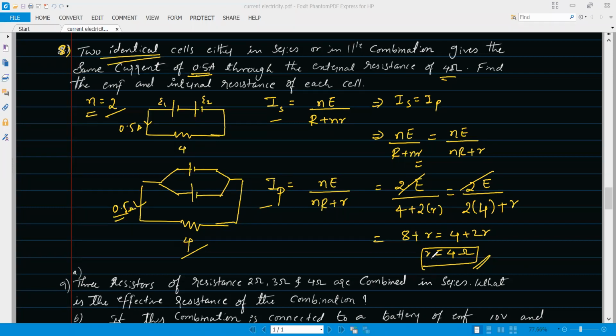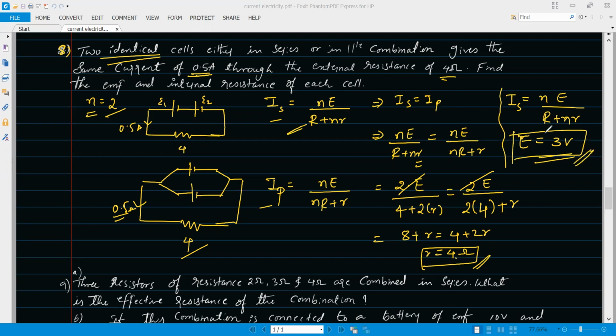So we calculated the small r value. Then substitute this value somewhere in this equation. Now we can calculate the value of E, using n into E divided by R plus n r. Substituting the R value, we get this as 3 volt. I hope you got this. First we have to calculate the internal resistance, then we can calculate E.